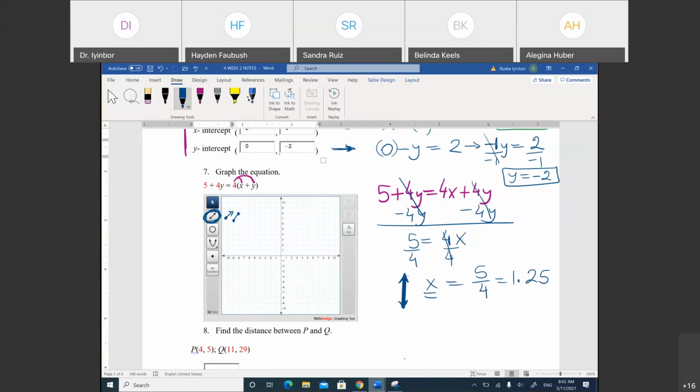And then x is 1.25. So I'm going to click at 1.25 here, and then another point up or down at 1.25. So when you click at two points on top of each other, WebAssign is going to draw the vertical line going through those two points. Okay? And I'm going to show you how that works in WebAssign.